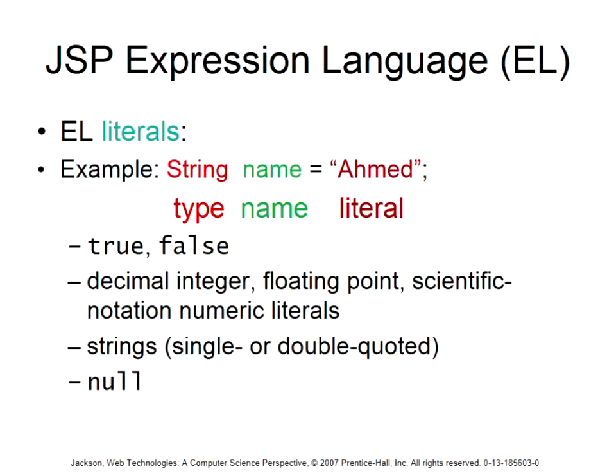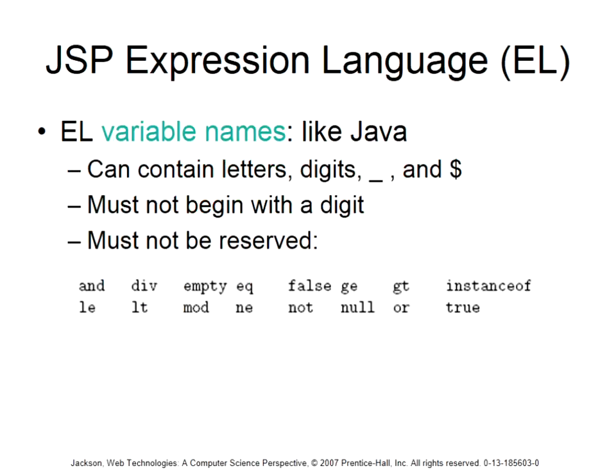Okay, this is an example of when I write string name equal Ahmed, with type name literal. So for EL literals, we can find true, false, decimal, integer, floating point, scientific notation, numeric literals, strings, null, etc.